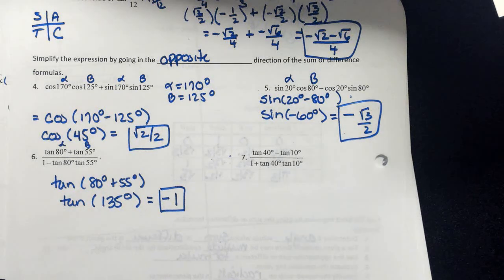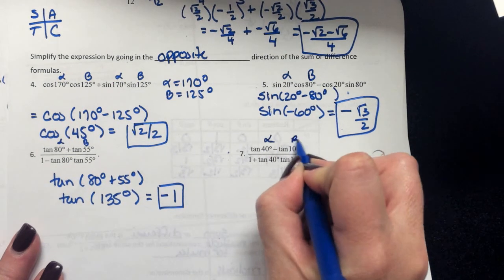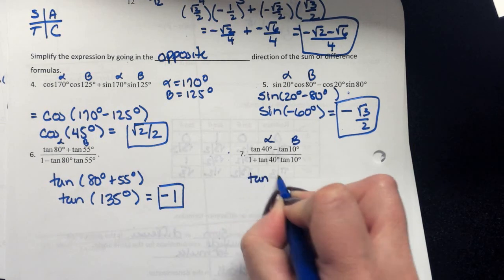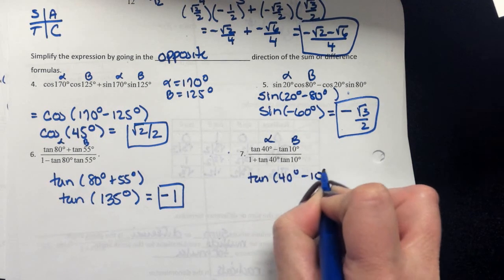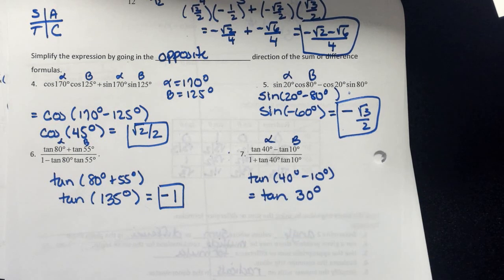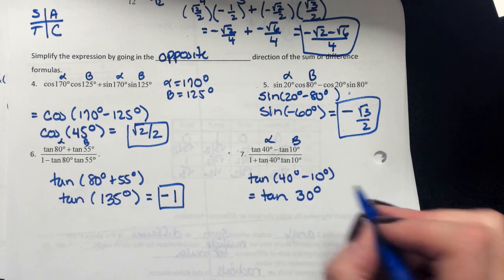So again, I know that if alpha is 40 and beta is 10 degrees, it's coming from the tangent of 40 degrees minus 10 degrees. So I'm trying to now figure out what is the tangent of 30. Square root 3 over 3. Exactly. Yes, Tony.